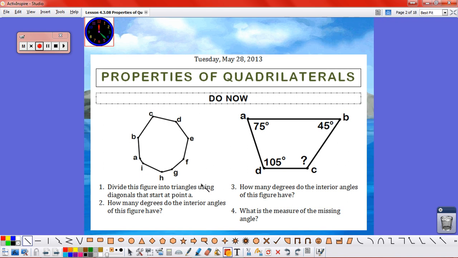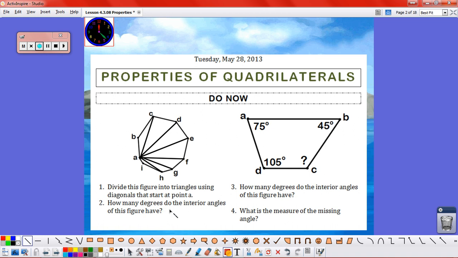Review from last time: divide this into triangles using diagonals that start at point A. Well, here's point A. I can't go to B because it's right next door. I have to go to C, D, E, F, G, and H, even though it makes this teeny tiny little triangle here.